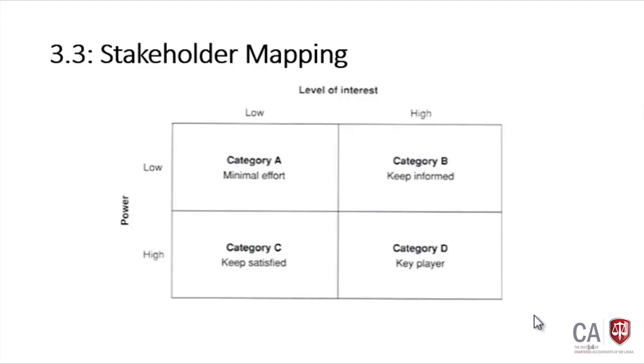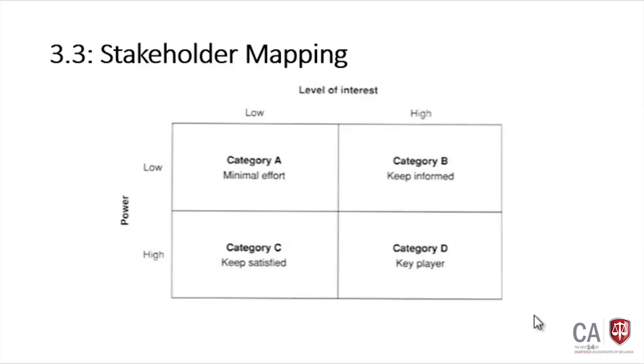If you look at category A here, normally their level of interest is low, and at the same time their power is also low. So what are the examples? For example, community members. If you look at a community member, their interest in business activity is very low, and at the same time their power is also low. I am giving this example under normal circumstances. Under special circumstances, this may change.